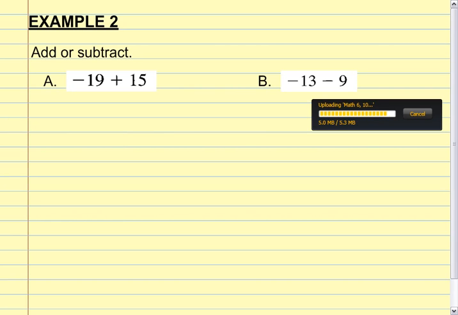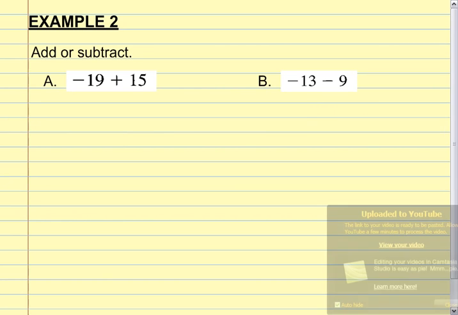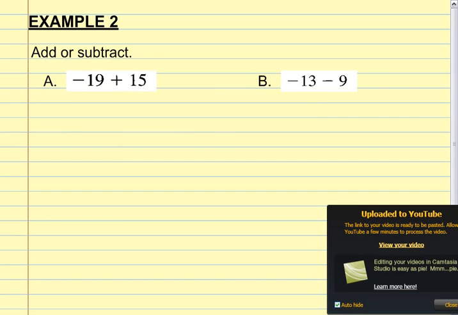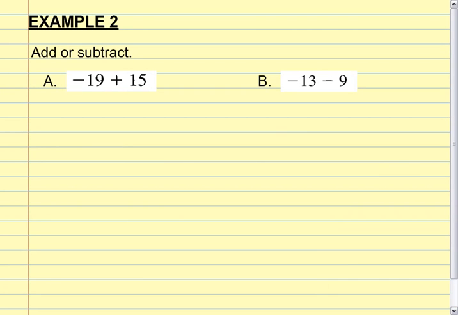Okay, folks, example number 2 says add or subtract. Well, we're not going to subtract. We never subtract. All we do is add. We don't cross it out. We don't even need to waste our time with it.